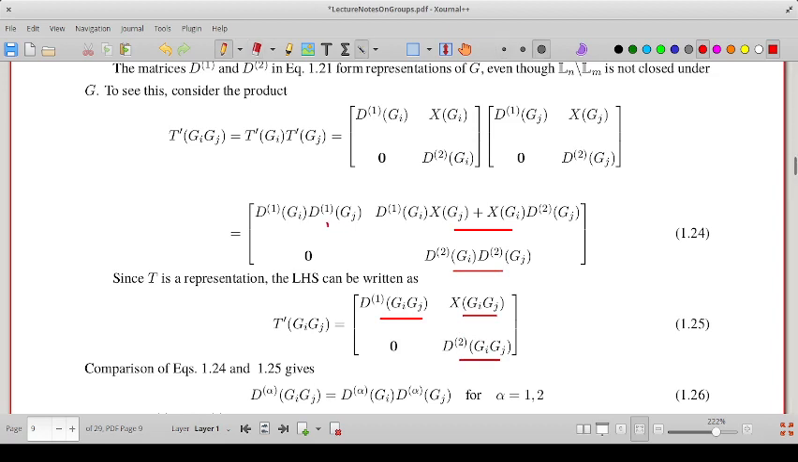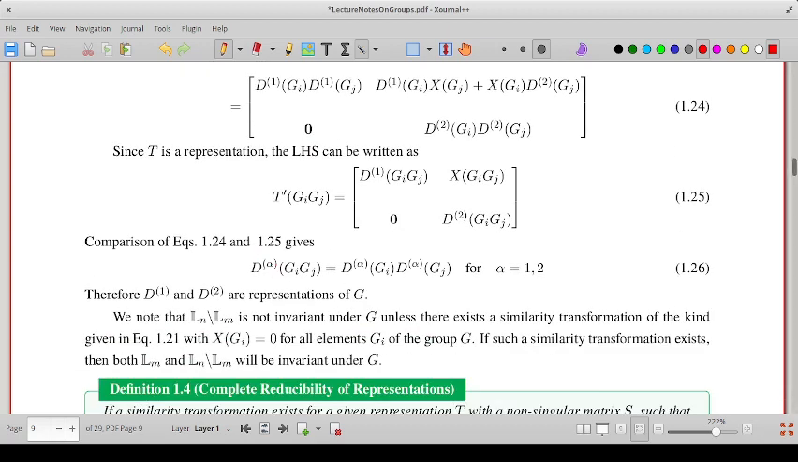So equating this and this, we have D1 GI GJ equal to D1 GI times D1 GJ. Also equating this and this, we have D2 GI times D2 GJ equal to D2 GI GJ. And both these matrices D1 and D2 satisfy the property required for group representation. So we can generally write D alpha GI GJ equal to D alpha GI times D alpha GJ for alpha equal to 1 and 2. And therefore D1 and D2 both form representations of G.